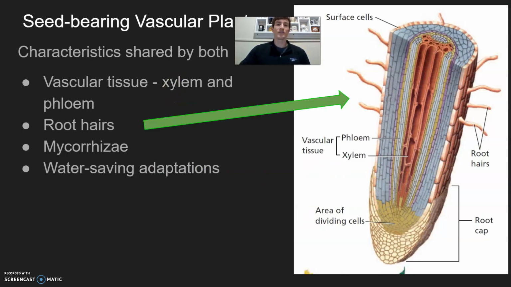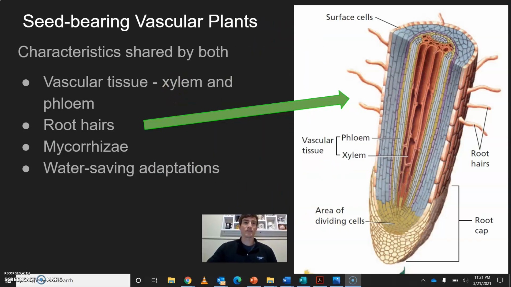Next, we have our seed-bearing vascular plants. There are a few characteristics shared by both of these major groups. Xylem and phloem, obviously. There's also the beginnings of these things called root hairs, which are just little extensions from the roots. They help with water absorption. Something called mycorrhizae, which we'll talk about more in a second, and water-saving adaptations. Remember, water-saving adaptations are anything that help a plant to live further away from water.